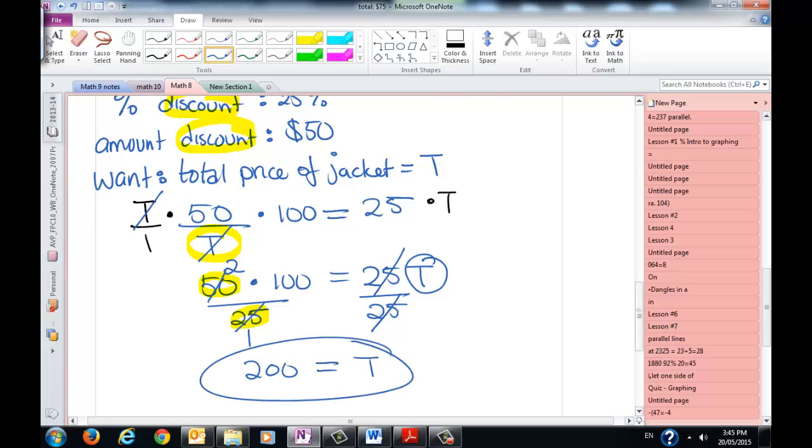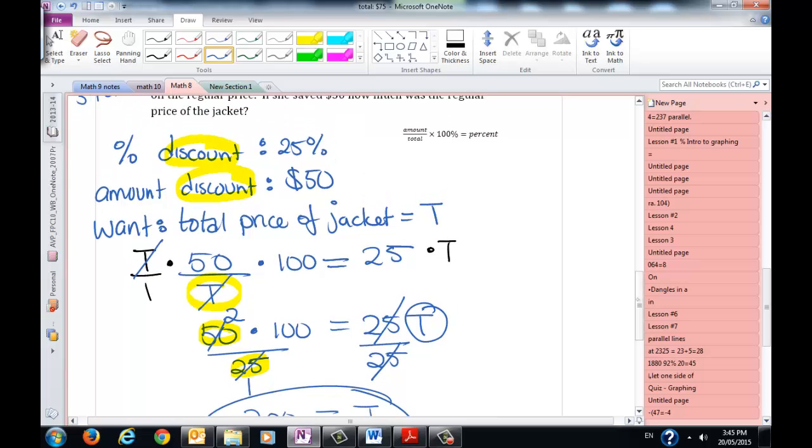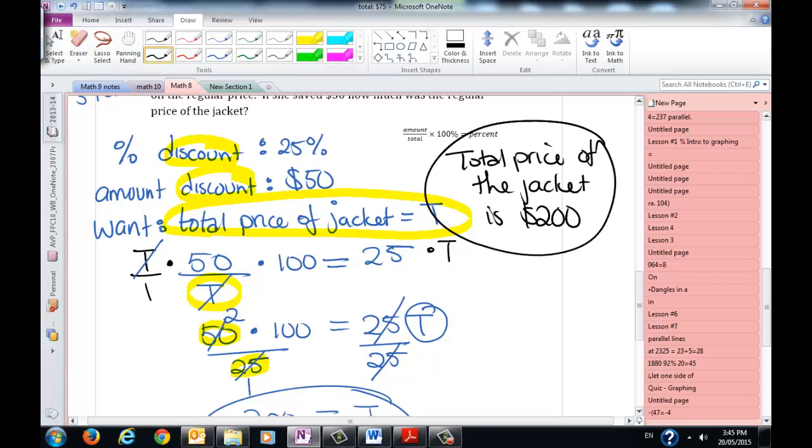Now again, I want to be able to answer my question. How much was the price of the jacket? Total price of the jacket is T. So the total price of the jacket is $200.